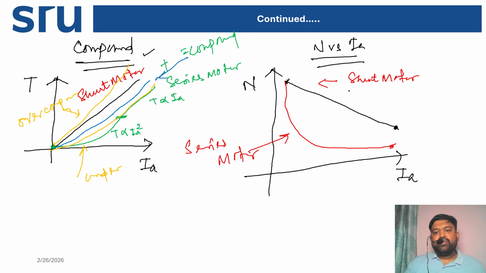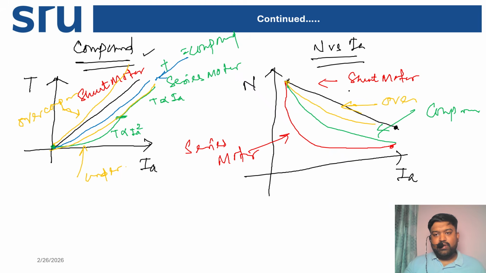Then if it is a series motor graph, what will happen? Then you can plot for the compound motor. The graph will be like this, your improved graph. That is your compound motor. Then we can see over compound. This is your over compound, and this is your under compound. Okay, this is all about your graphs.